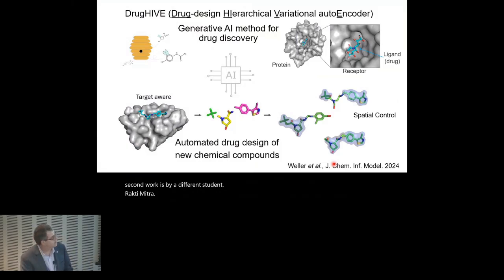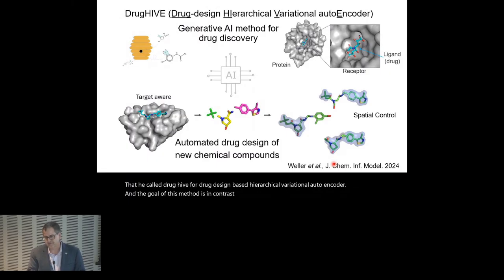So drug design first. Jesse developed a method that he called DrugHive for drug design based on a hierarchical variational autoencoder. The goal of this method is, in contrast to drug discovery, where people look at existing drug libraries and see which of the drugs in an existing drug library binds best to a specific target, to develop a method that designs new chemical compounds that don't necessarily exist in existing drug libraries.